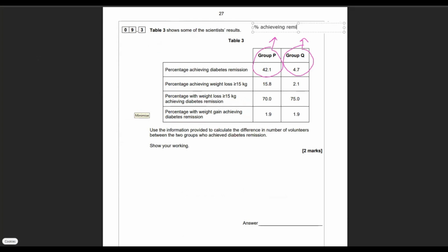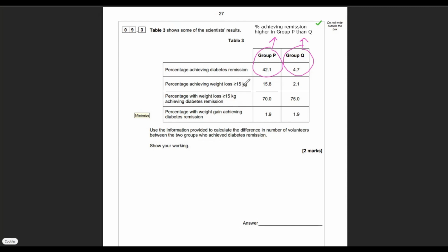So look, it really seems here that the percentage achieving remission on the weight loss program, group P, is 42.1% compared to group Q. You could do the maths, 42.1 take away 4.7. You could say the difference in the percentage achieving remission on the weight loss program. So yes, a much higher percentage achieving remission in group P than group Q. It should also strike you, is it significantly higher? We can't say that without doing a t-test. So that's a negative that we can come to in a minute.